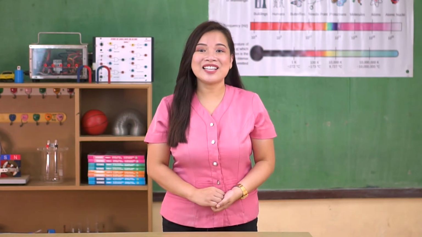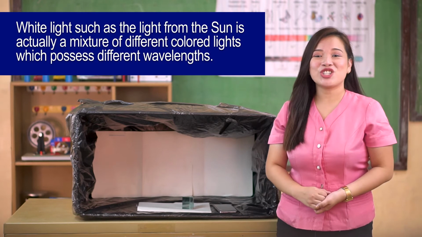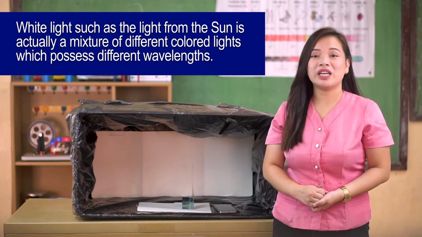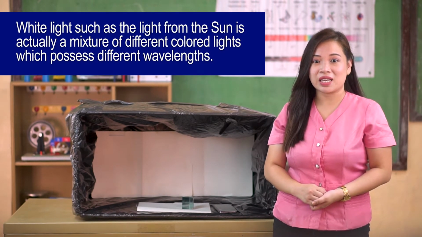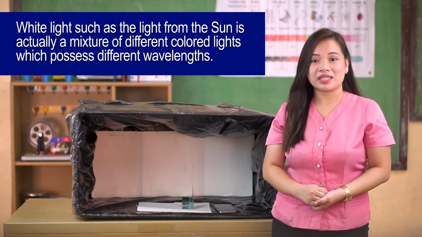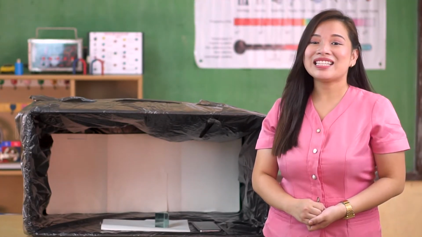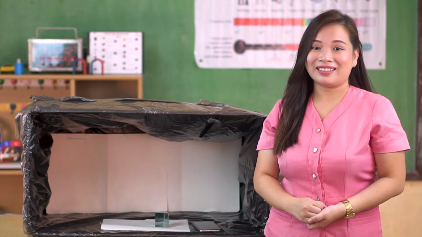Let us now discuss the four wave-like behaviors of light. White light, such as the light from the sun, is actually a mixture of different colored lights, which possess different wavelengths. Using a prism, let us separate the colors of white light.